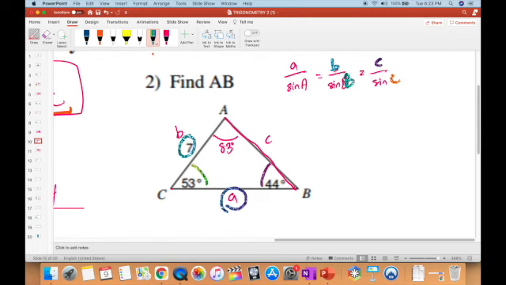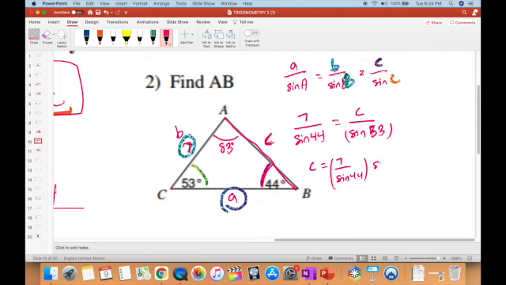So now I could say that B, which is 7, all over the sine of B, which is 44, is equal to C, which is what we want to find, all over the sine of C, which is 53. We could take this 53 and fling it across. So therefore C is 7 over the sine of 44, all multiplied by the sine of 53. So what does C work out to be? Yep, around 8.1.